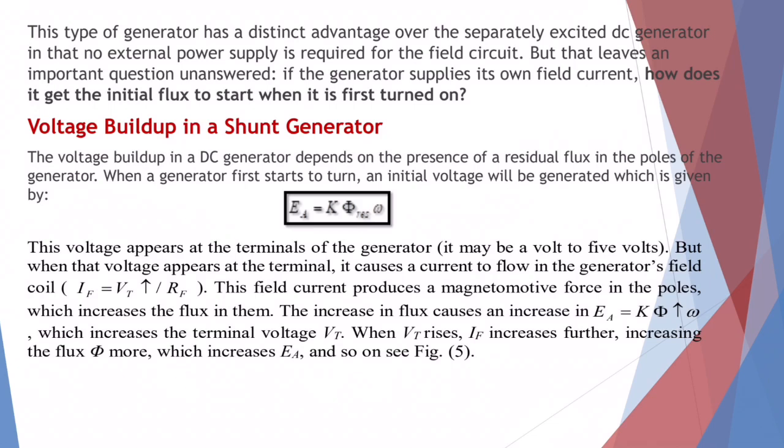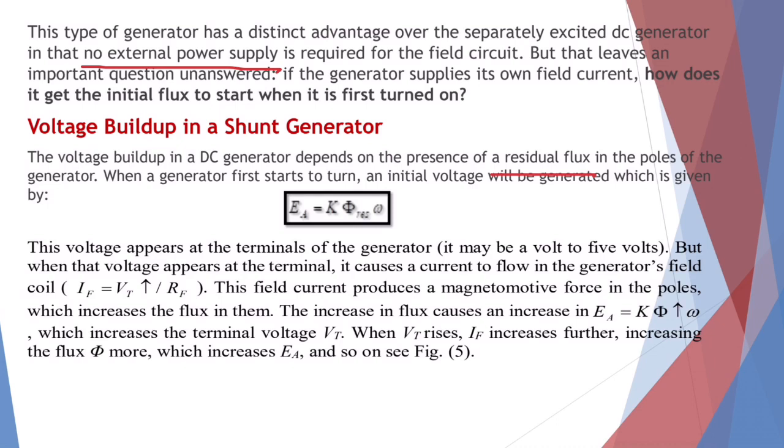This type of generator has a distinct advantage over the separately excited DC generators in that no external power supply is required for the field circuit, but that leaves an important question unanswered. If the generator supplies its own field current, how does it get the initial flux to start when it is first turned on? Voltage build up in shunt generators. The voltage build up in a DC generator depends on the presence of a residual flux in the poles of the generator.